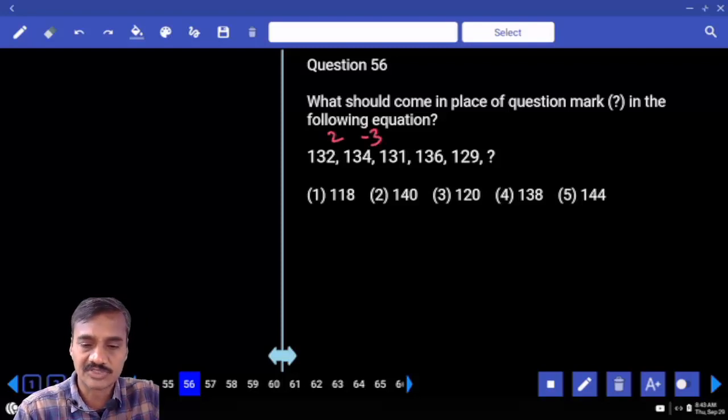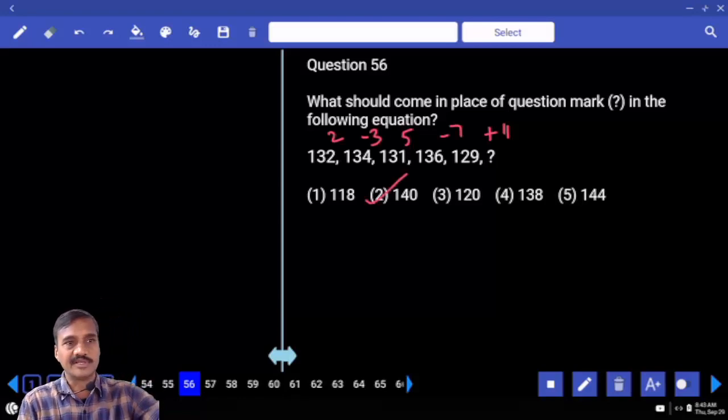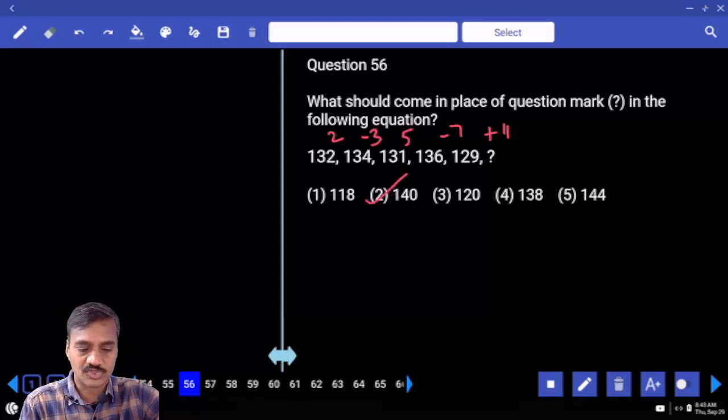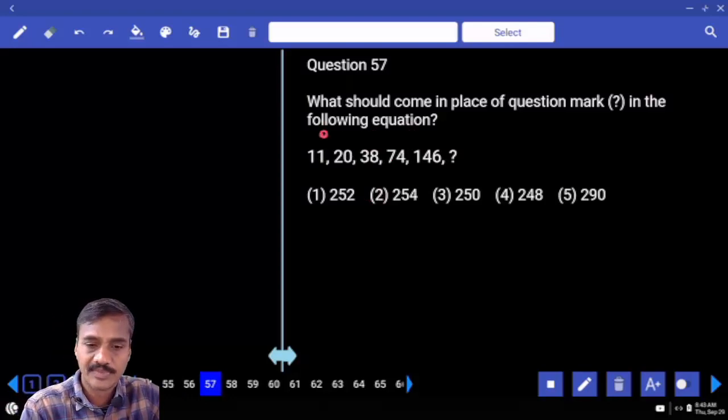Now here the difference is how much? Minus 3. Next one plus 5. Next one minus 7. 2, 3, 5, 7, plus 11. 129 plus 11, 140. Now the prime numbers are added and subtracted alternately. 140, choice 2. And next one 11 and 20. 11, 20. Now difference is how much? 9. Next difference 20 and 38 is 18.